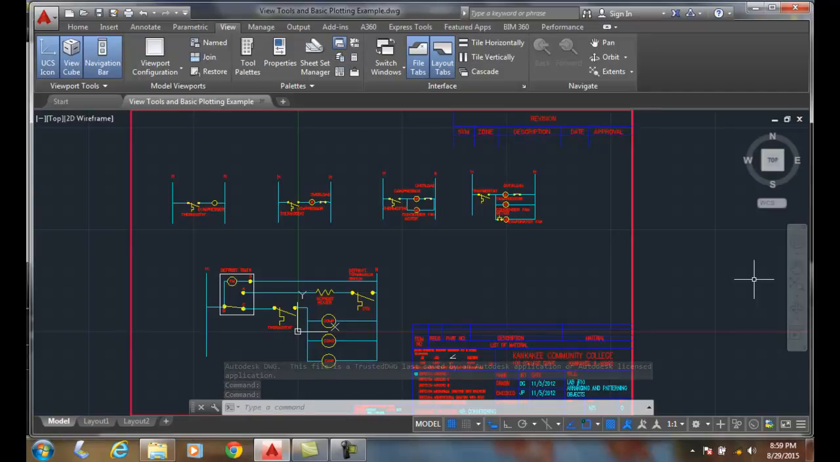Introduction of viewport controls. Viewport controls are located up in the upper left-hand corner. This whole area is called in-canvas controls. The canvas is your drawing canvas.